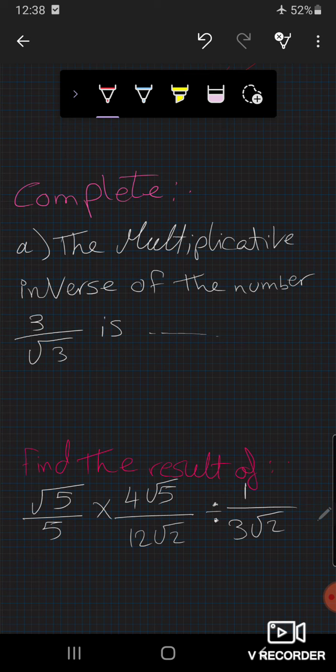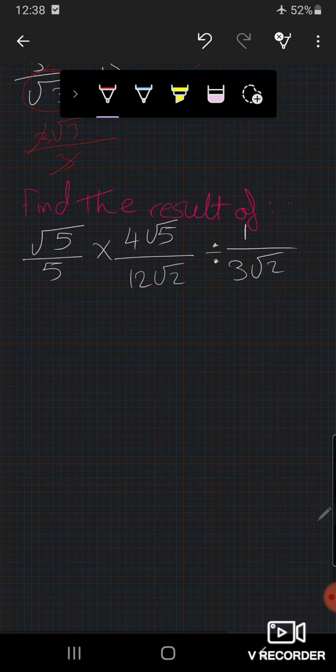Complete: the multiplicative inverse of the number 3 over square root 3. Multiplicative inverse means just the reciprocal of this number. First of all, you have this number in 2 ways. Just take the reciprocal, it will be root 3 over 3. Or multiply this number by square root 3 up and down, because the denominator must be a whole number. So this one is 3 square root 3 over 3, and 3 is removed by 3. It's okay till now?